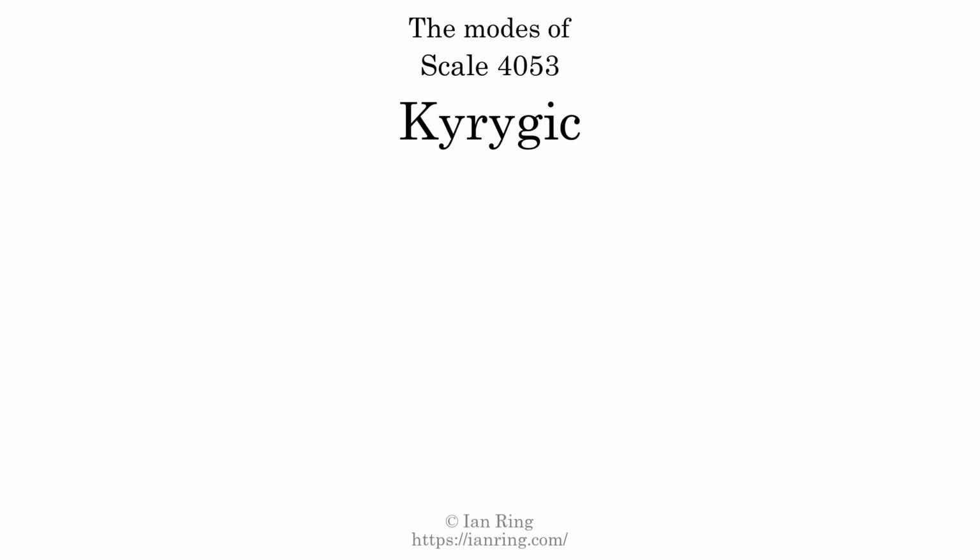This scale has 9 modes. The first mode is itself. The second mode is scale 2037, also known as Kyrygic. It sounds like this.